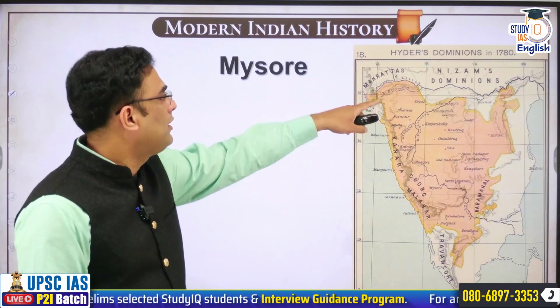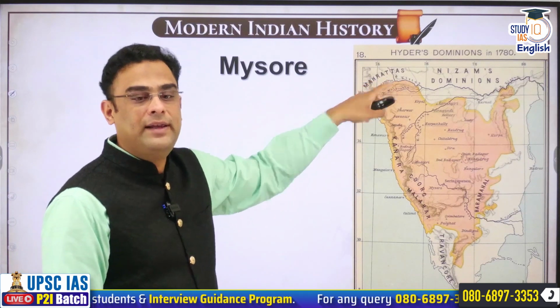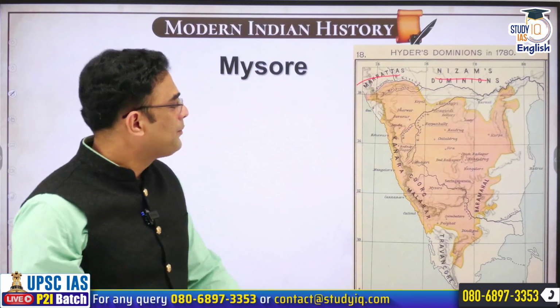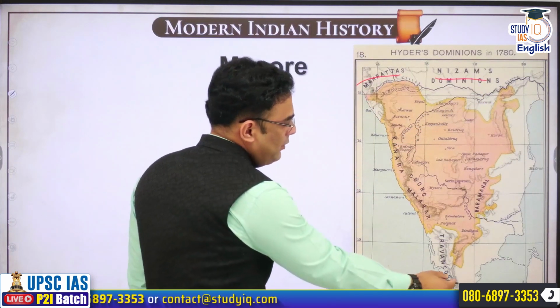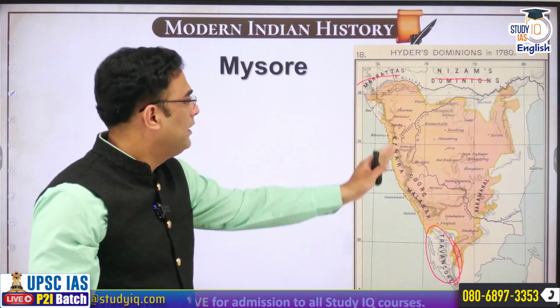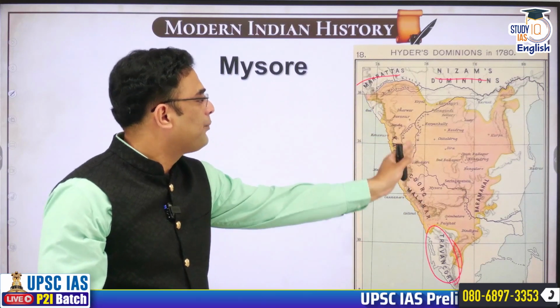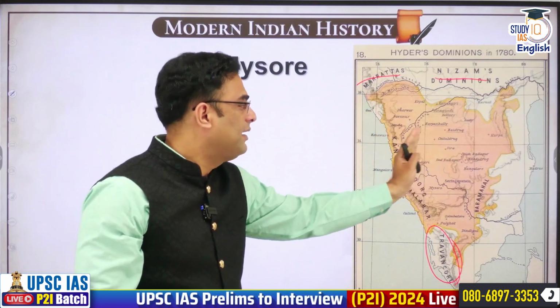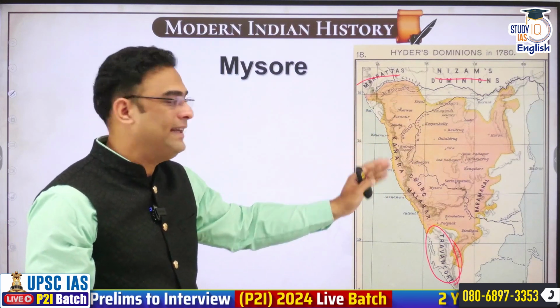You can see on the north, it has a shared border with the Marathas as well as with the Nizams. On the south, it has a border with Travancore. Earlier, this part, the Malabar coast and the Kanara coast, was not under Mysore. It was Hyder Ali who annexed it. Why did he annex it?